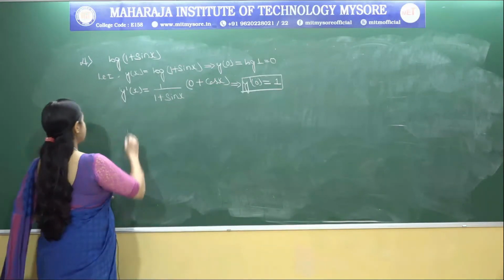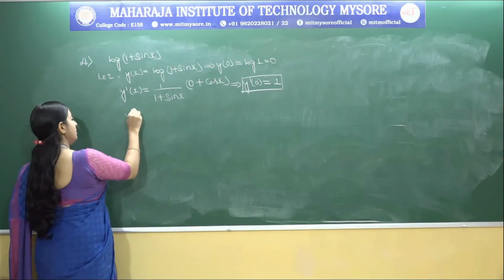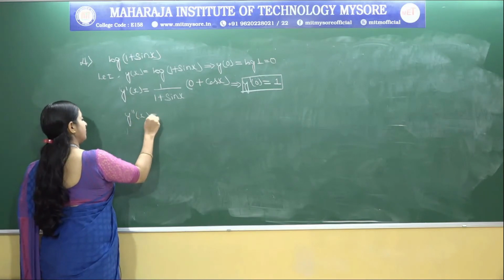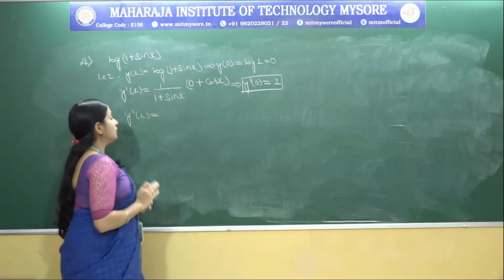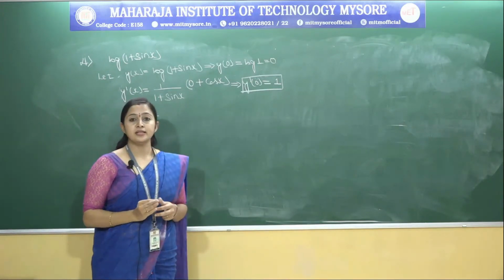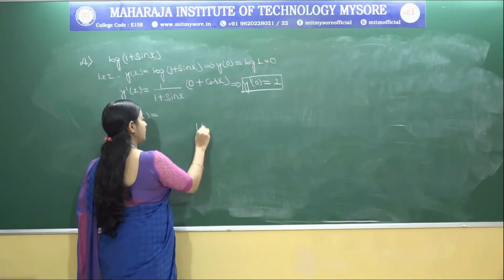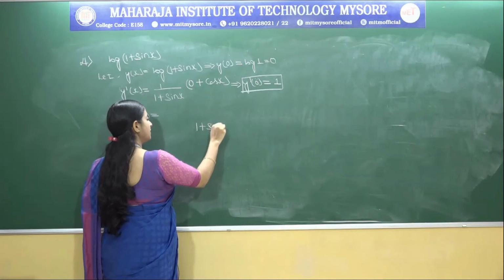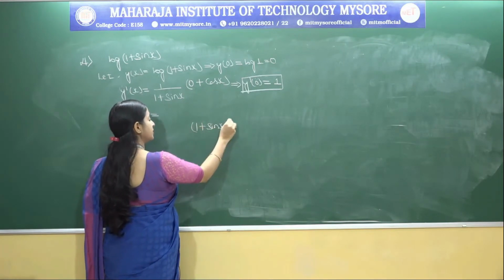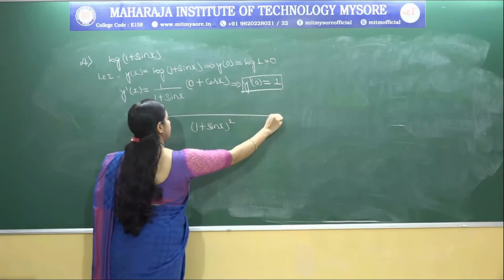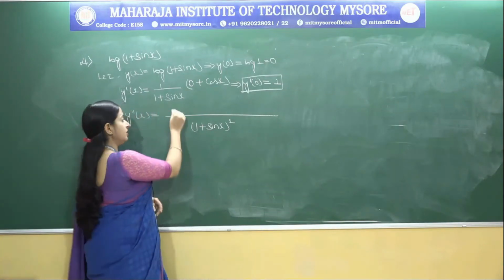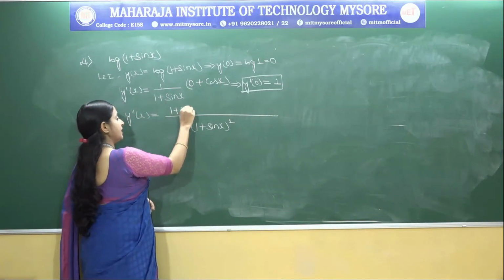For the third derivative, so the second derivative, the y double dash of x. Since you have the cos x in the numerator and denominator 1 plus sin x, apply the quotient rule. So I take the denominator square, you know the quotient rule, the denominator square. So 1 plus sin x whole square. Write the denominator 1 plus sin x.